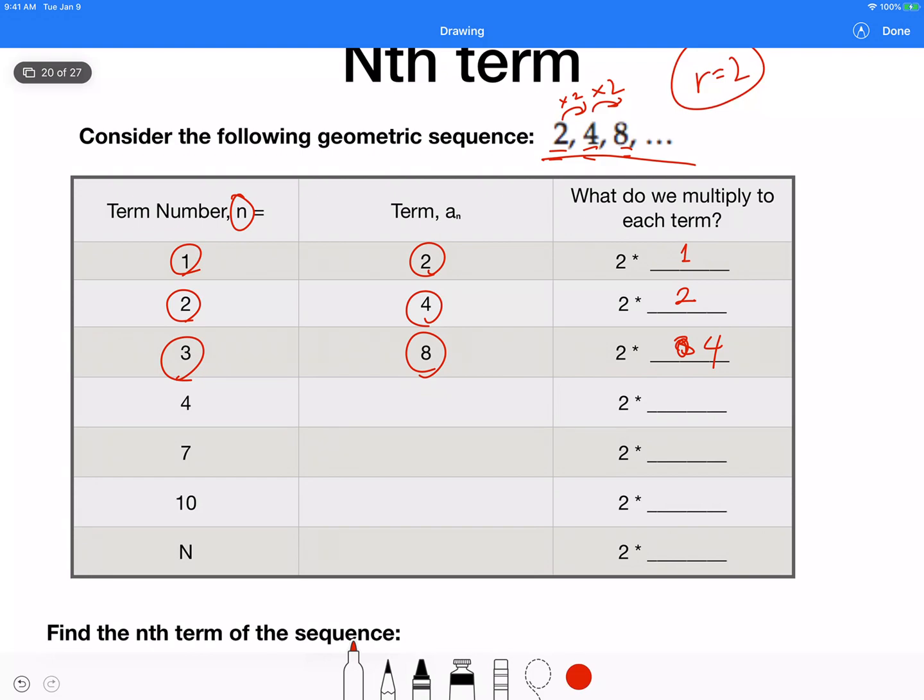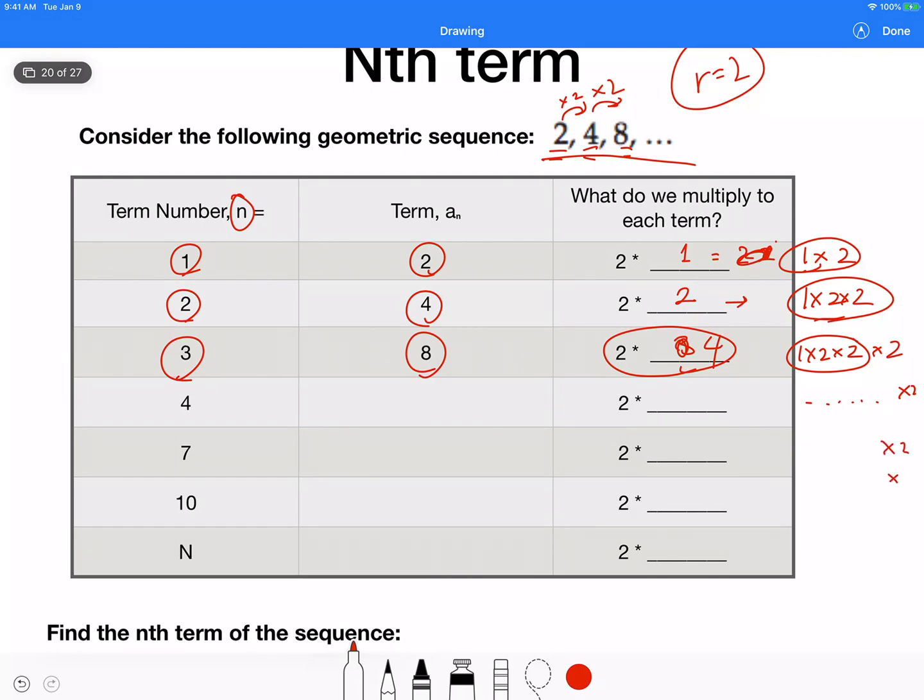At the same time, this is the same thing as saying 2 times 2 to the 0th power, or just 1 times 2. This is the same number as the previous one, and you multiply by 2 one more time. This is 1 times 2 times 2, or 4, times another 2, and then times another 2, and this list will go on and on.